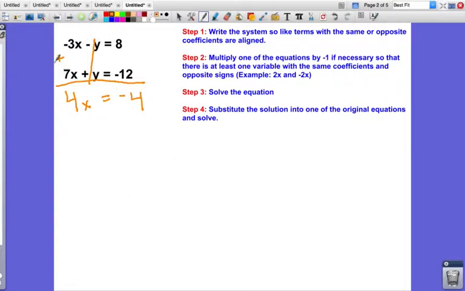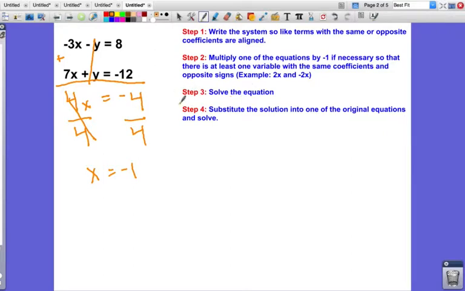So by adding both of these equations together, I'm just adding. That's why I lined them up first. Then when I add them together, I eliminated my y's, and now I have a simple 4x equals negative 4. Now I can solve by dividing by 4. X equals negative 1. So that was step 3.